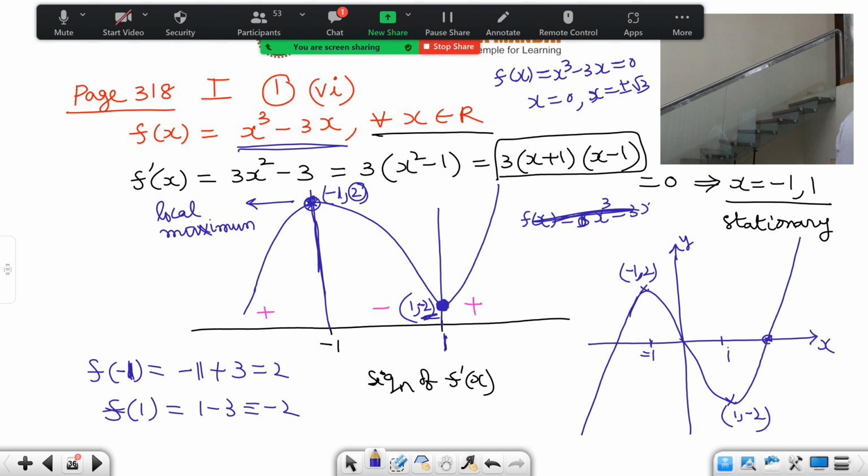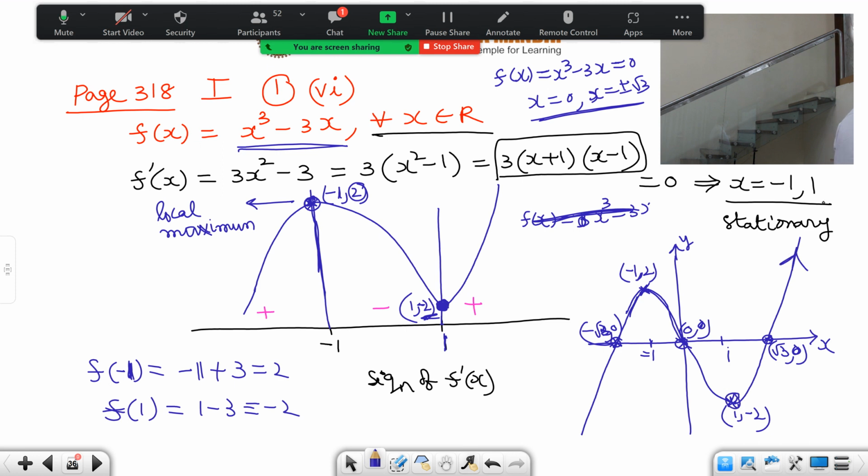So what is this point? Root 3 comma 0. The function is 0 at 3 points, x equal to 0 and x equal to plus or minus root 3. So x equal to 0 means it is passing through origin. Root 3 comma 0, and this point is minus root 3 comma 0. So the curve is cutting the x-axis at 3 points, minus root 3 comma 0, 0 comma 0, root 3 comma 0. And minus 1 comma 2 is a point of local maximum, 1 comma minus 2 is a point of local minimum.